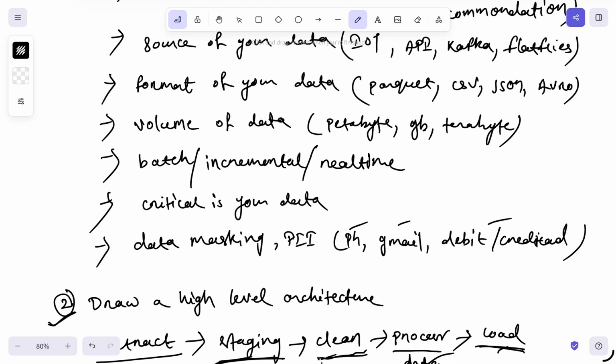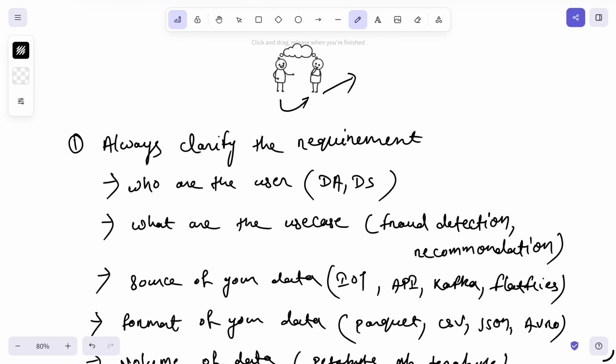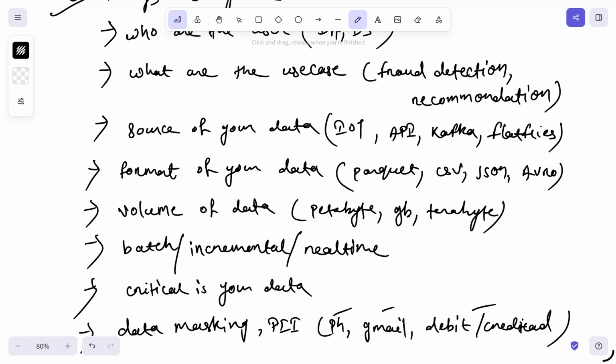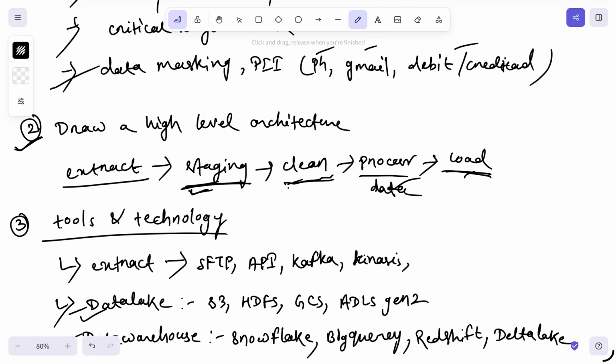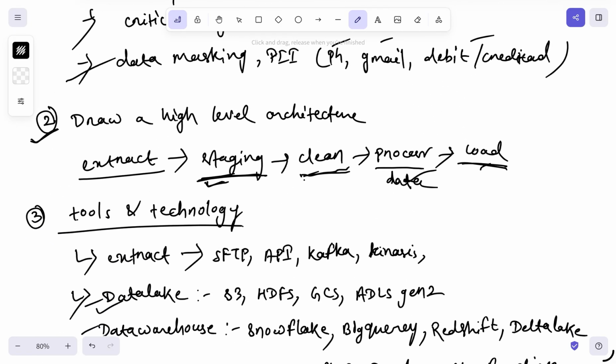The first one is to always clarify the requirements: who are the users, what are the use cases, what is the source of your data, what is the volume of your data, what is the file format, how critical is your data, and the data masking, all of those things. First, you have to ask those. Once you clarify the requirements, we have to draw a high level architecture, like this is the data flow, how your data flows from source to destination.